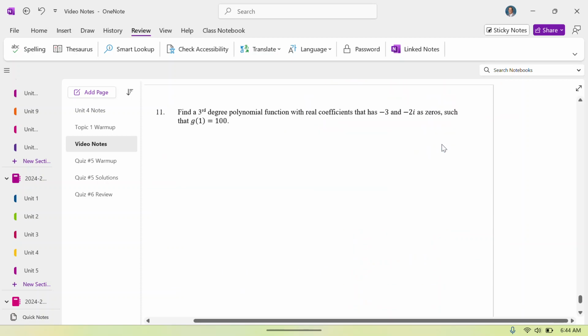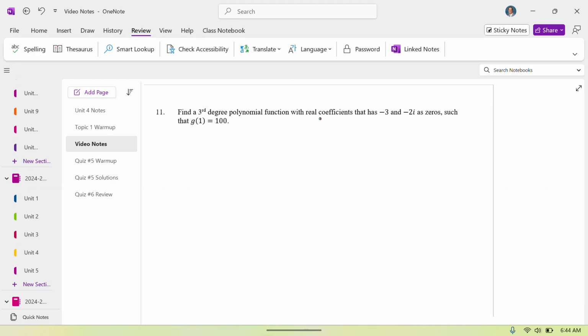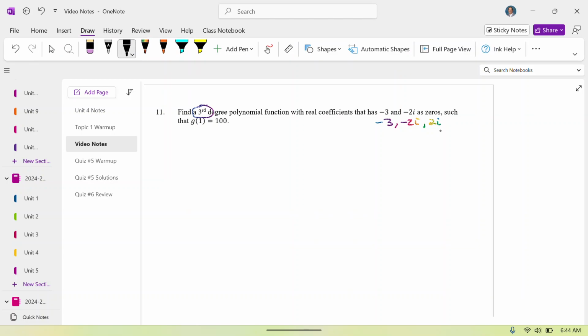So let's do it again. So here we're trying to find a third degree. So there's 3 answers with -3 minus 2i. So that means that positive 2i is also a 0, right? The conjugate only works with complex, so -3 does not have to mean 3 is an answer. It's only when it's a complex 0, so when it's imaginary.